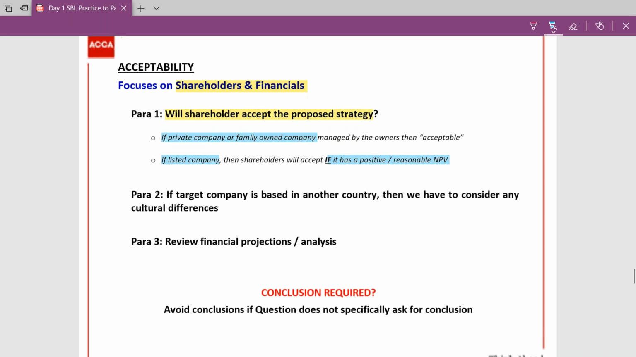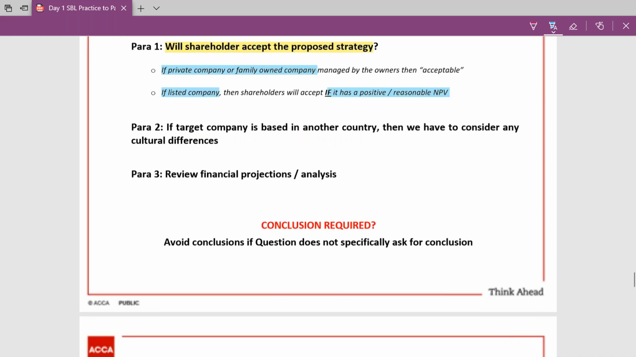Right. Conclusion required. So if we do a SAF analysis, are we expected to give a conclusion as well? Short answer is no. Do not give any conclusion until and unless the question specifically asks you to conclude. Okay, stay away from conclusions or recommendations until and unless the question specifically mentions that you have to give a recommendation. Do not voluntarily give conclusions or recommendations. All right.